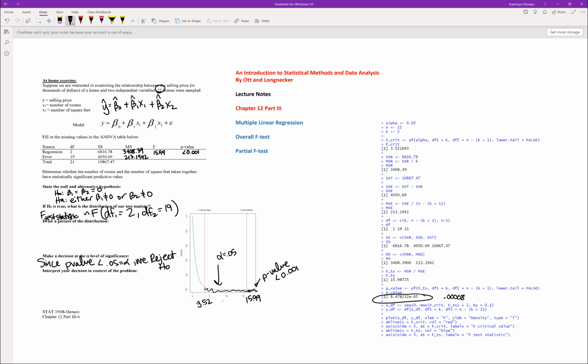All right, so in the context of the problem, we say that using the number of rooms and the square footage is predictive of the selling price of a home.